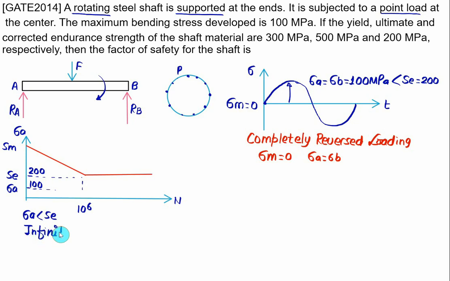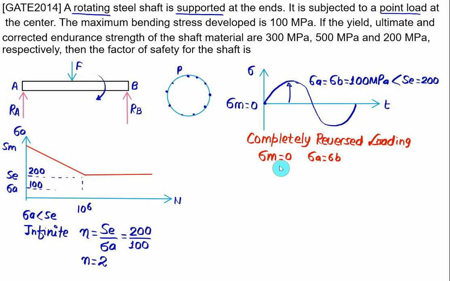When we have infinite life, the factor of safety is found by comparing SC and sigma A. SC is the higher value, so the factor of safety is the endurance strength divided by the amplitude stress. We have endurance strength equal to 200 divided by amplitude stress equal to 100. So we are getting a factor of safety exactly equal to 2.